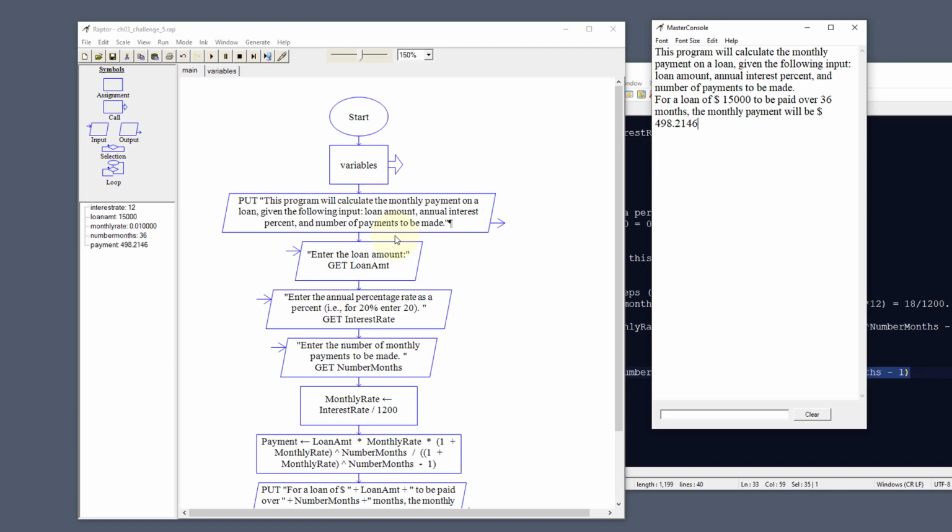All right, so that was Chapter 3, Challenge Problems for the textbook Prelude to Programming. I hope this was helpful.